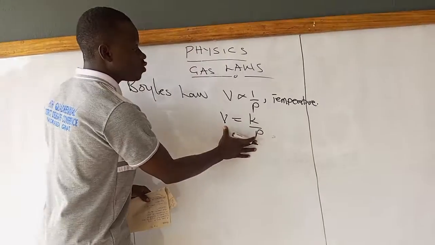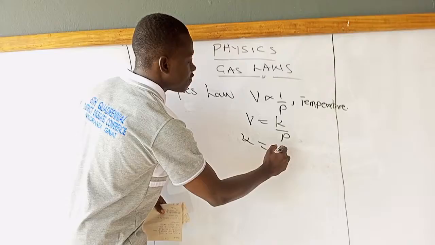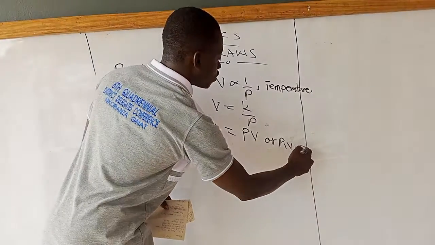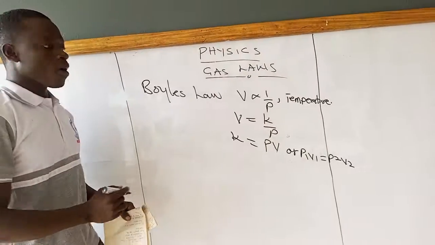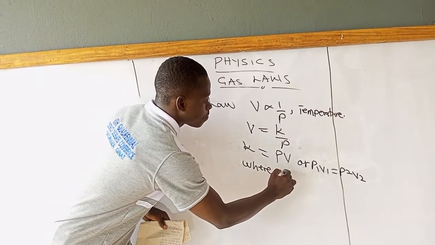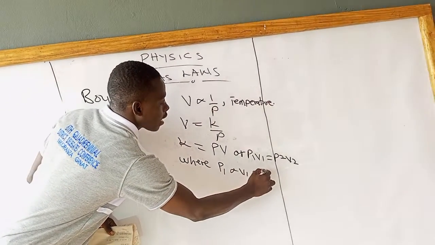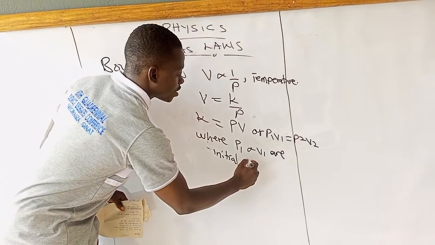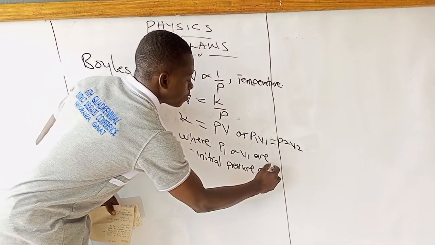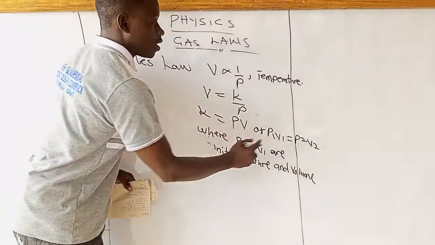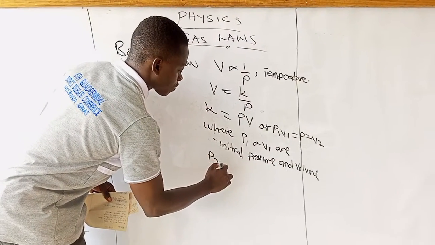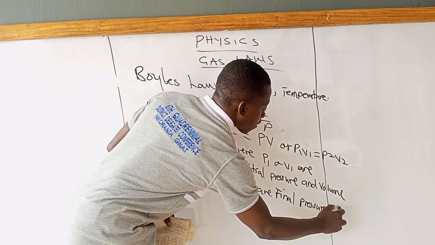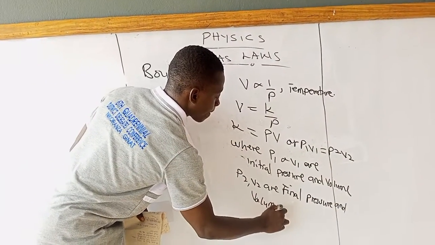Or you can find K, but K is equal to PV, which is the same thing as P1 V1 is equal to P2 V2, where P1 and V1 are the initial pressure and volume, and P2 V2 are the final pressure and volume. Let's take note of that.